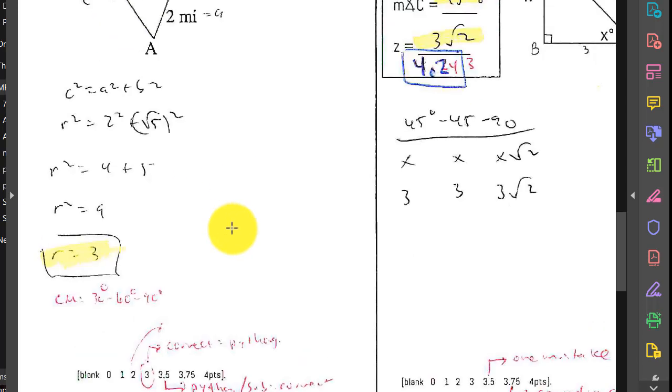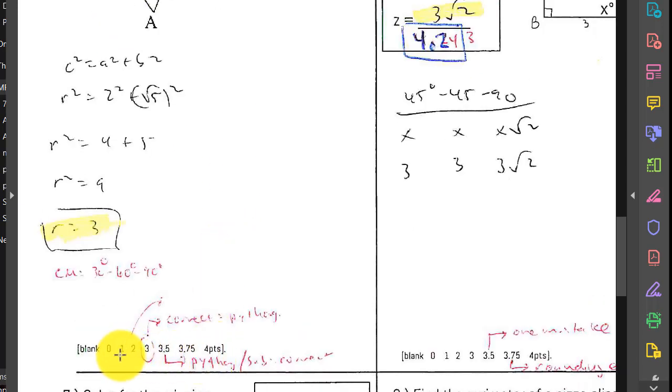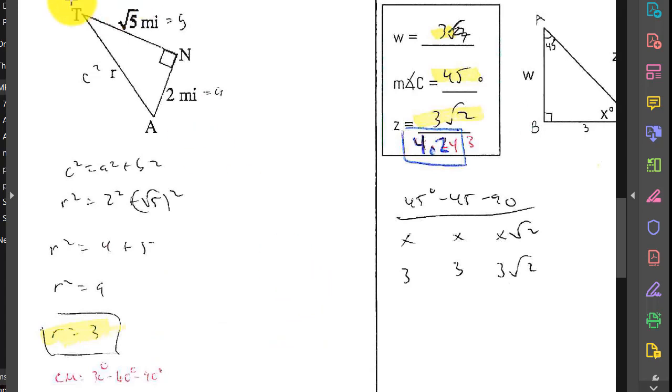Partial credit there, you got 3 points if you wrote down the Pythagorean theorem, 3.5 points if you did the Pythagorean theorem and you substituted it correctly. Again, the number one mistake is doing the 30, 60, 90 on this triangle.